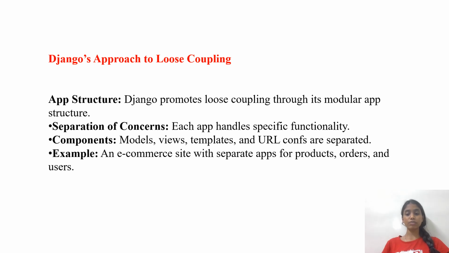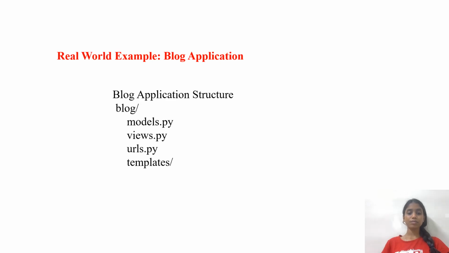Each app handles a specific functionality. Components such as models, views, templates, and URL configurations are separated. For example, an e-commerce site with separate apps for products, orders, and users. A real-world example is a blog application.